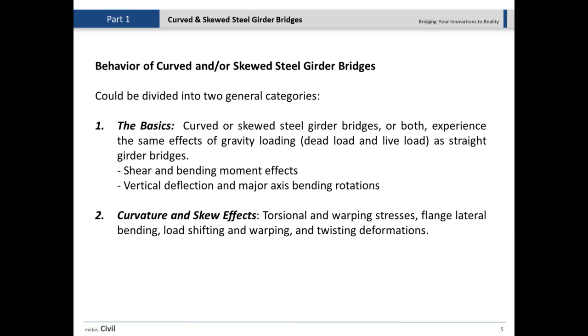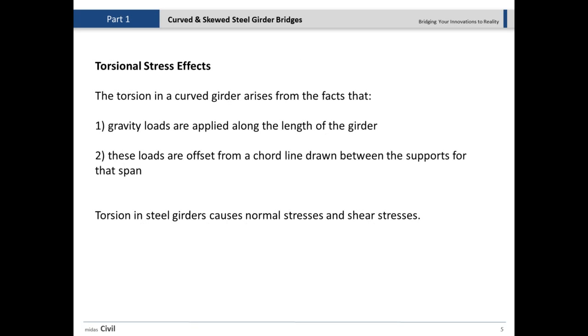But for curved and skewed bridges, we are seeing torsional and warping stresses, which are pretty important to calculate, so we don't want any surprises. We definitely need to calculate them or see their effect during the analysis before we come up with the final design. Then there are the flange lateral bendings, the load shifting and warping effect, which I talk about later in the following slides, and the twisting deformation. For the torsion, we have 2 effects: one is the torsional stress effect, and the other is torsional deformation. We'll talk about both here.